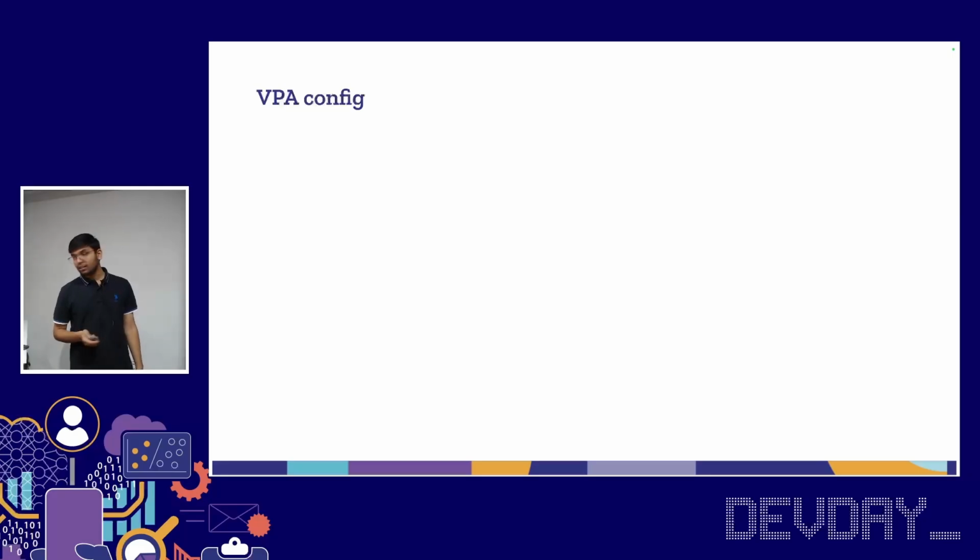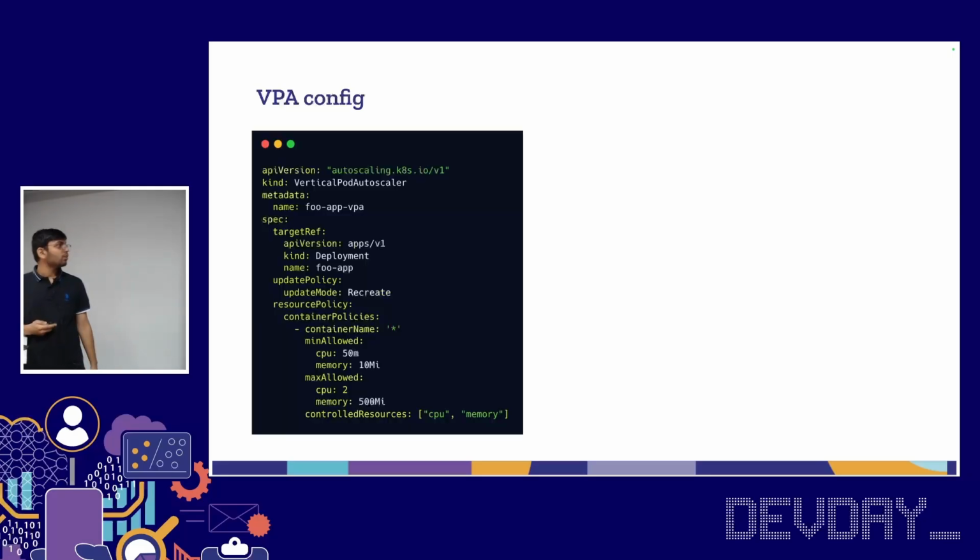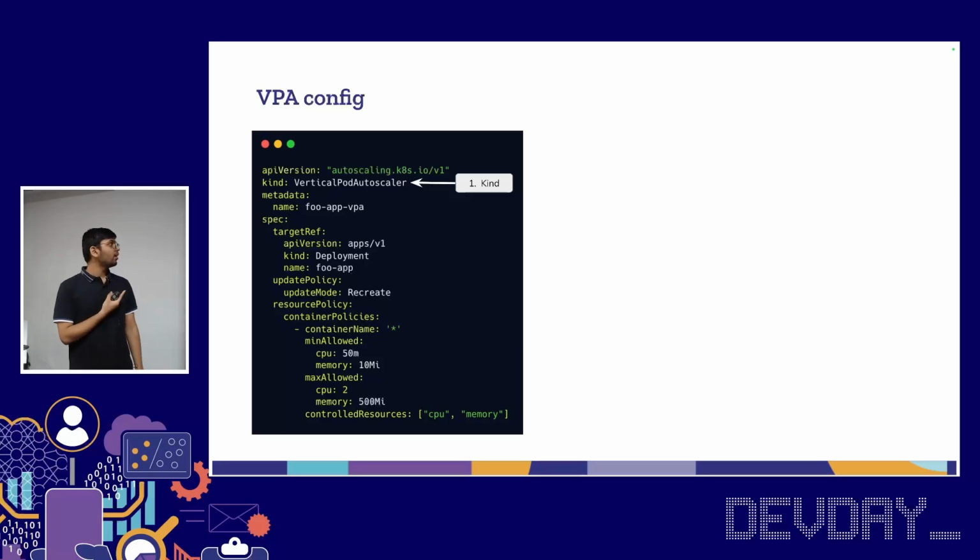Now let's look at the screenshots I have taken of the VPA config. The first thing is the kind, right? The kind is VerticalPodAutoscaler. It's a CRD, or custom resource definition. Kubernetes allows you to create your own kinds of different types, and for that CRDs are used. So the kind here is VPA.